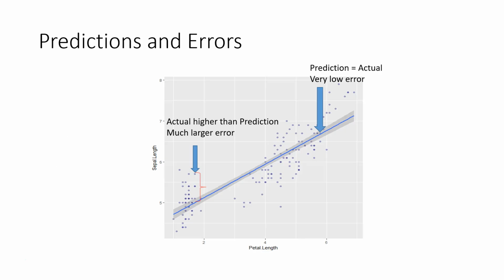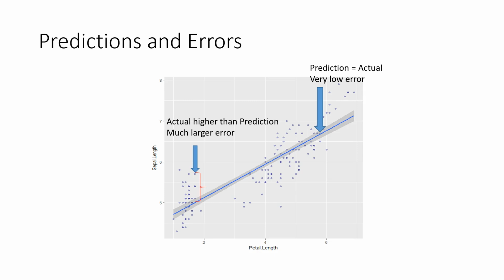Let's take a look at the example of the iris dataset. If you look in the upper right, you'll see one example where the prediction is pretty close to the actual value. In that particular case, we're going to have a very low error. The match between the data points and the model really will give us very low error.